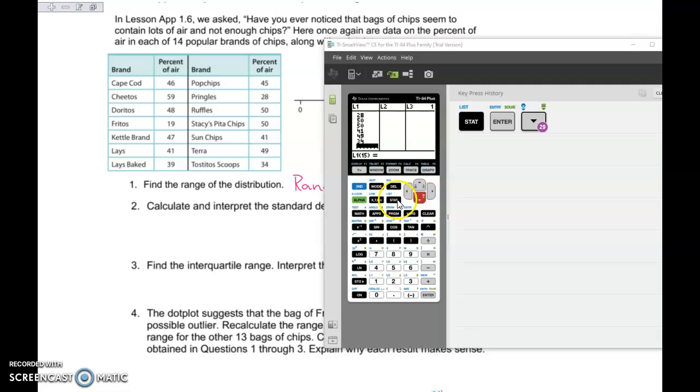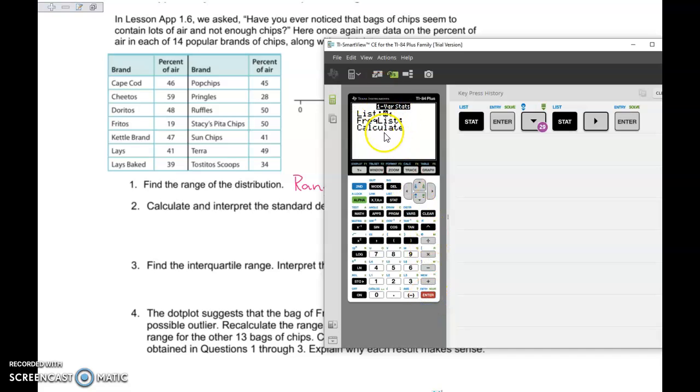So to be able to calculate the standard deviation using the calculator, you're going to hit the stat key again. This is the same plot. We went to edit before to enter it. Now you're going to go over to calculate. So you want to calculate. It's a 1 variable stat. So you would hit enter.